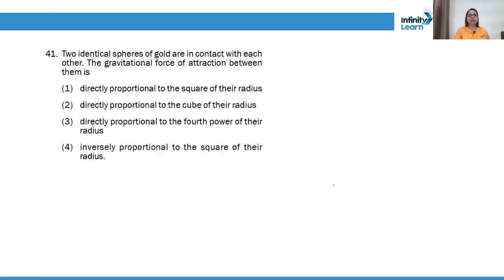Question number 41. Two identical spheres of gold are in contact with each other. The gravitational force of attraction between them is? So we have two identical spheres, something like this, and these two are in contact with each other.